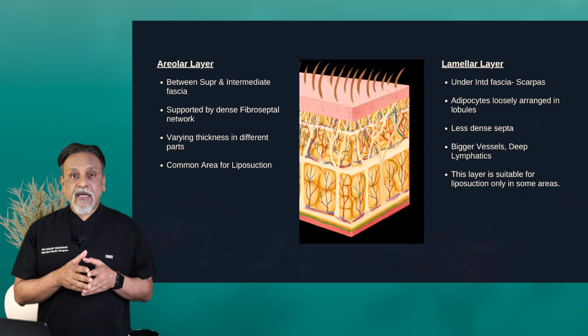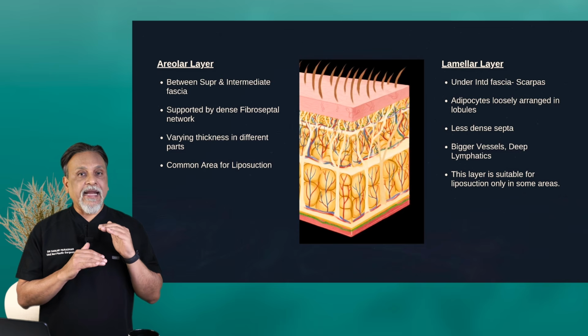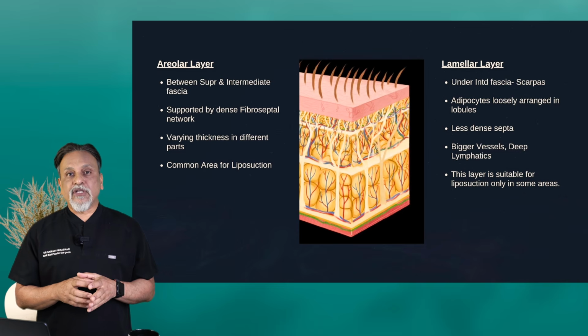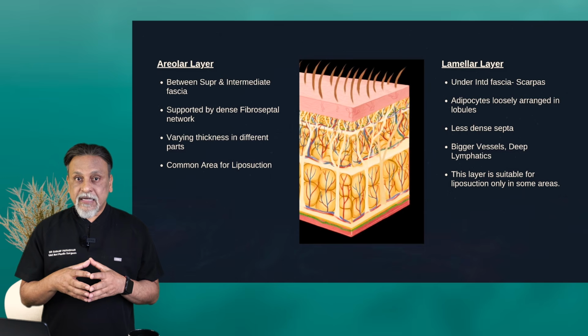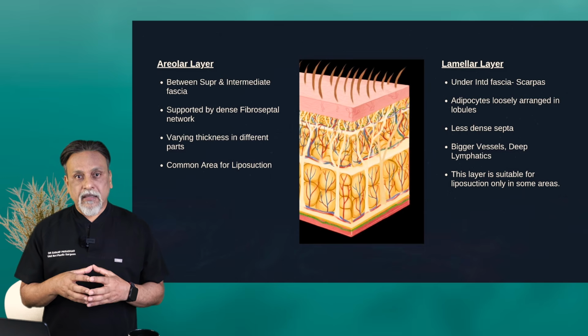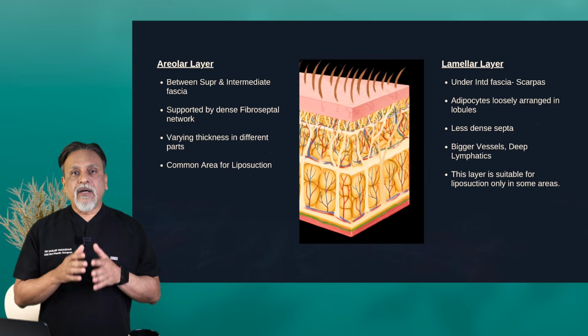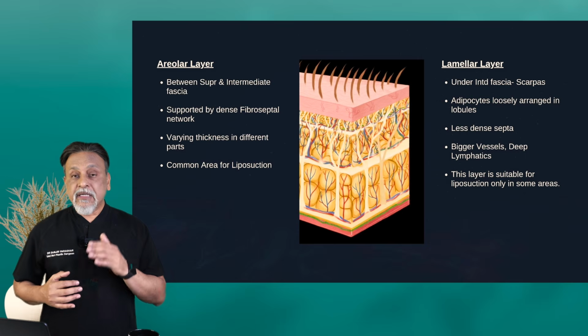The areolar layer is the next layer, which is between the superficial fascia and the intermediate fascia. Now this is the layer where you do liposuction in most parts of the body. But the important thing about this layer is it is a very compact layer, and its anatomy is different in different parts of the body, not just body, but even in the trunk, in different regions, it is different.